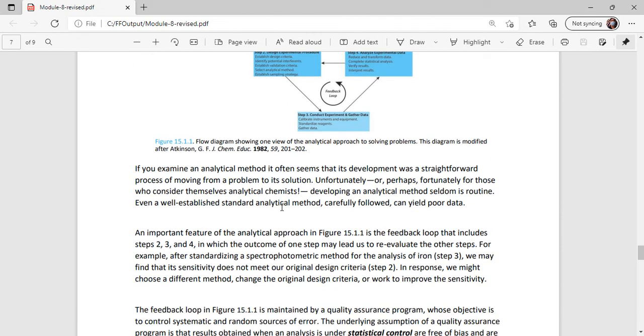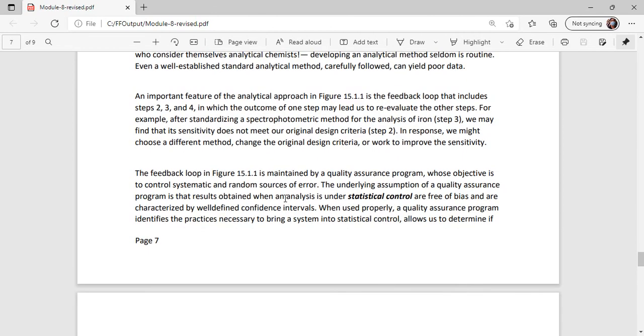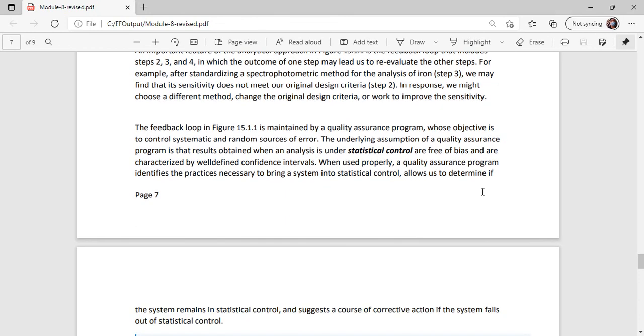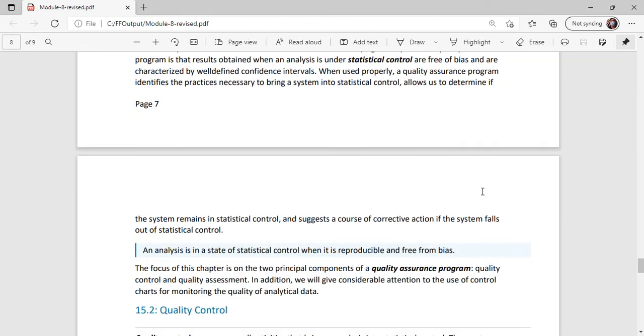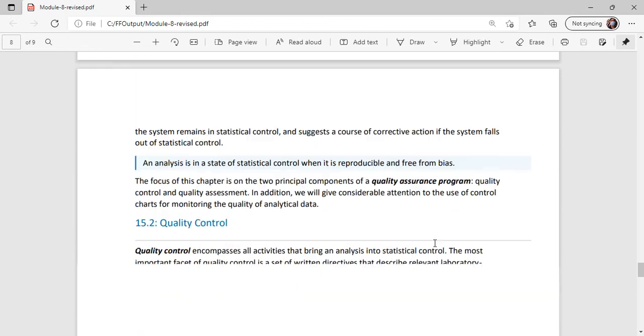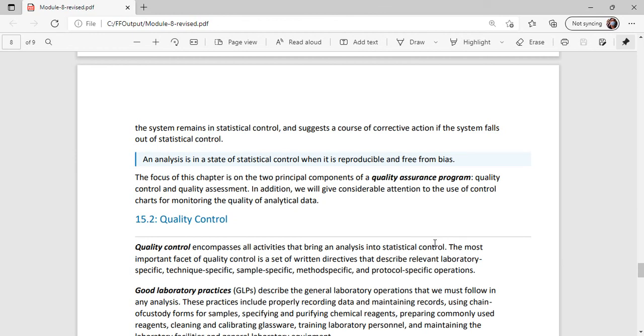The feedback loop maintains the quality assurance of the program, whose objective is to control your systematic and random sources of error. The underlying assumption of your quality assurance program is that the results obtained are valid when the analysis is under statistical control, free of bias, and characterized by well-defined confidence intervals. When used properly, a quality assurance program identifies the practices necessary to bring a system into statistical control, allows us to determine if the system remains in statistical control, and suggests a course of corrective action if the system falls out of statistical control.